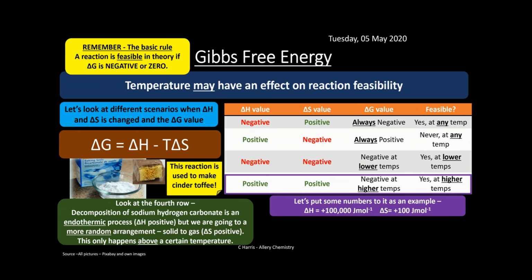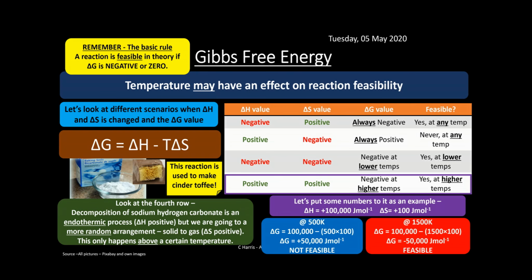So put some numbers to it. Again, enthalpy is 100,000 joules per mole. Entropy is 100 joules per mole, exactly the same. So let's look at it at 500 Kelvin. We get a delta G of 50 plus 50, so that's not feasible. But if we increase the temperature, we get something that is feasible. So that is 50,000 joules per mole. So that's a feasible reaction. So above a certain temperature, these reactions do go. But it really does help to split that equation in half and look at it in two halves, and it makes it a lot easier.